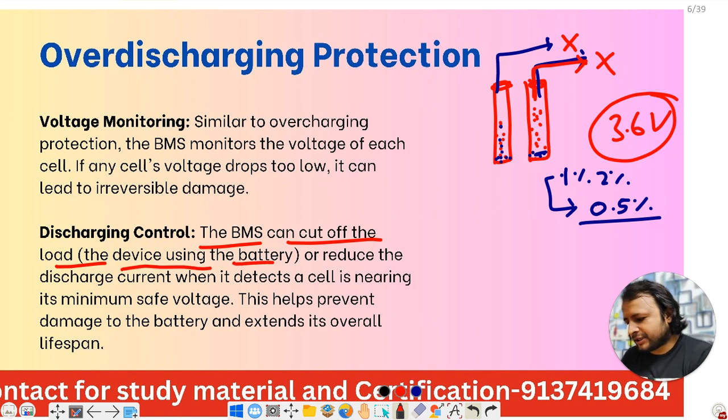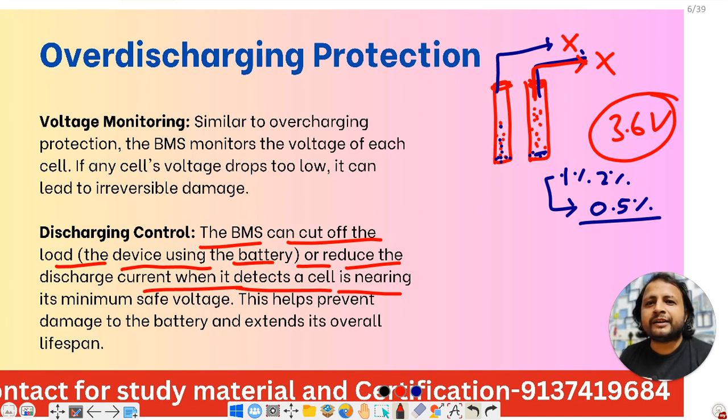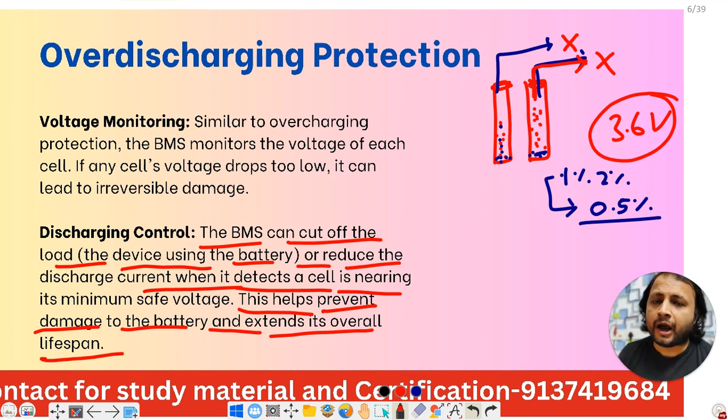And the device using the battery, or reduce the discharge current when it detects a cell is nearing its minimum safe voltage. Okay, that is very much important. We understand, because there are a huge number of sensors we are using inside the BMS, inside the battery pack, for many reasons, and current and voltage is one of them. This helps to prevent damage to the battery and extend its overall lifespan. And if the battery does not discharge completely, or does not over discharge basically, the lifespan of the battery will automatically increase. So that is what the BMS is doing here.